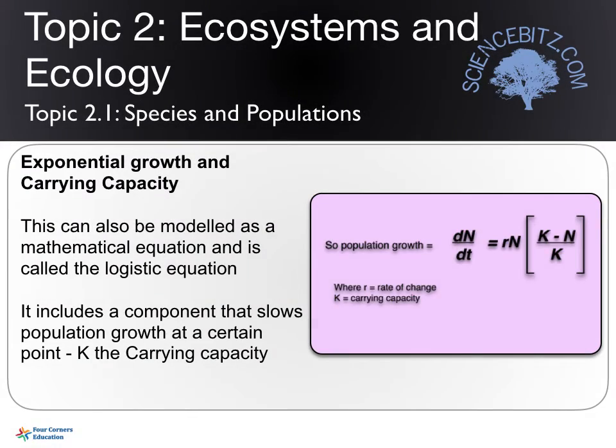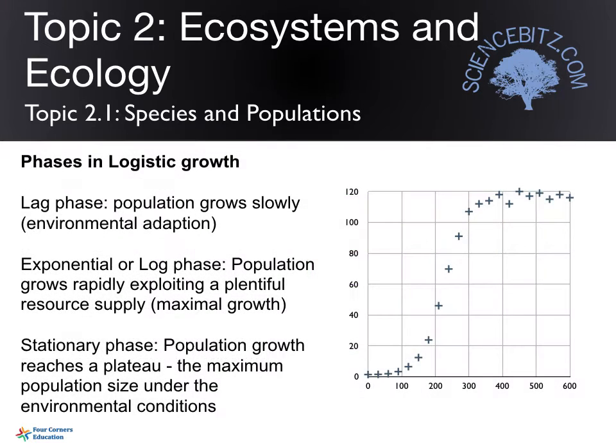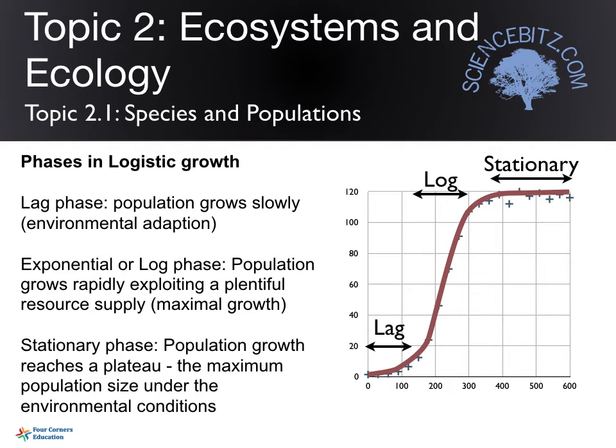Again, we can model this as an equation, and this gives us something called the logistic equation, which is a very famous equation, not only in ecology, but in population studies. And it includes a component that slows things down. So as populations get towards the carrying capacity, the rate of growth tends to slow down. And we can see inside the graph again that the population has slowed down as its growth rate has slowed down.